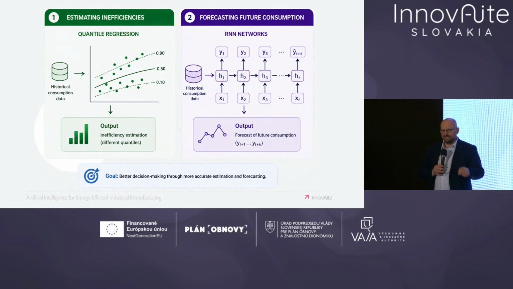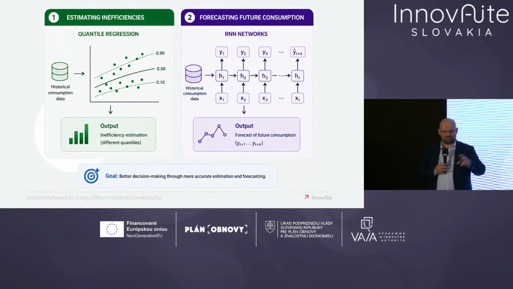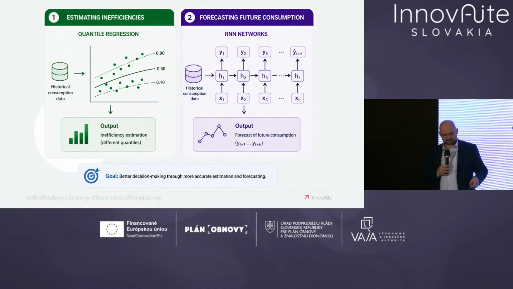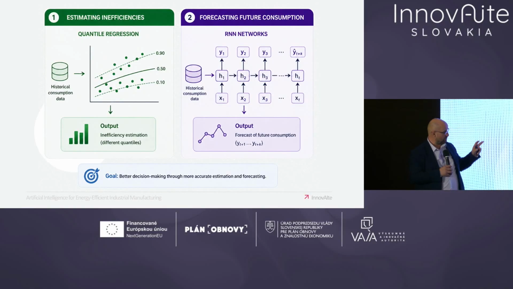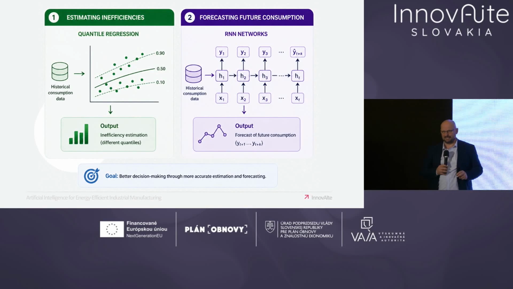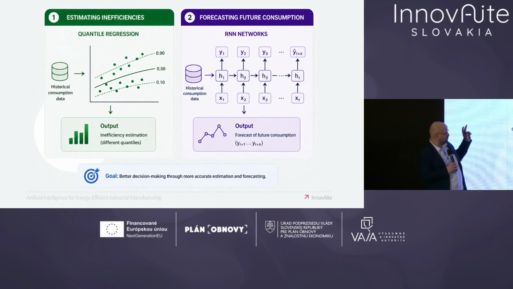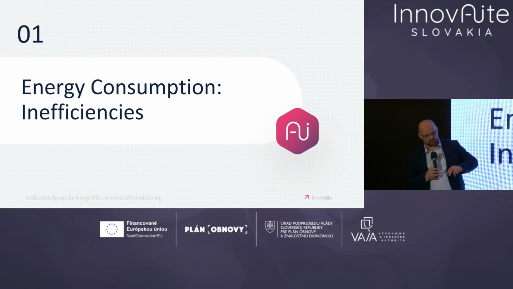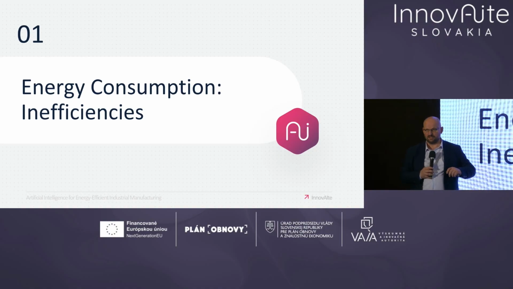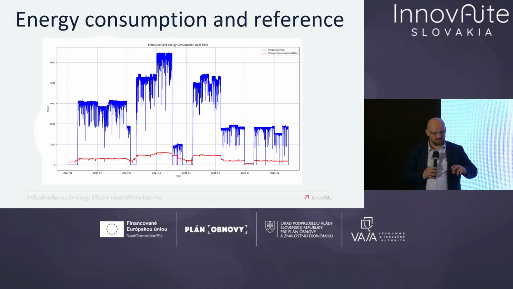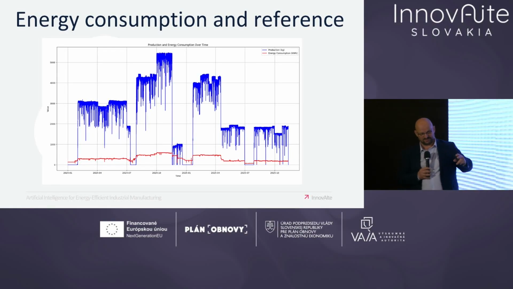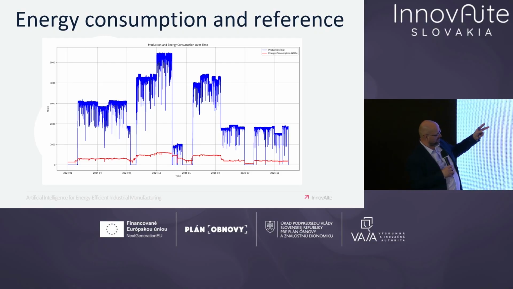So at 6 p.m., say, okay, this is our production plan. What will be the consumption for the next day? These are two different categories, and therefore we have two different approaches. Historical data for training or for the preparation of the models, they are the same, but the approach and the outputs, this is different. I'll start with identification of inefficiencies. The key requirement is to be able to explain it.